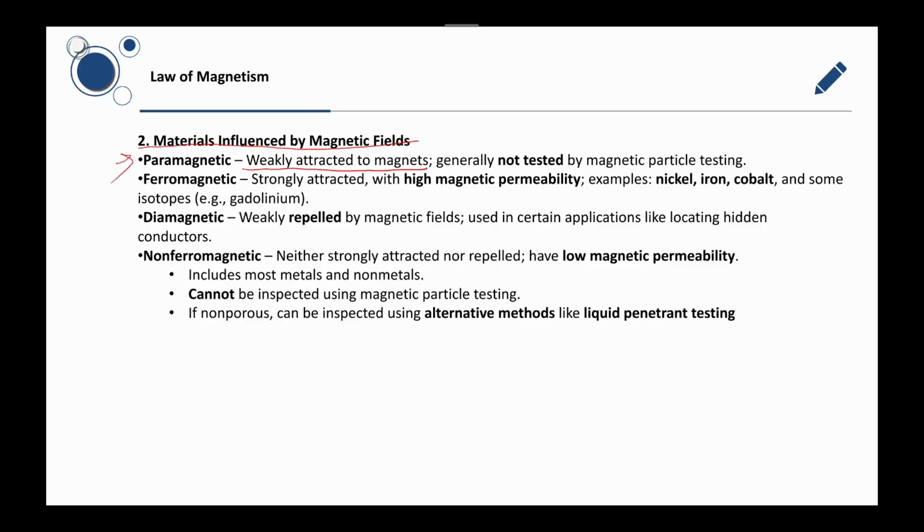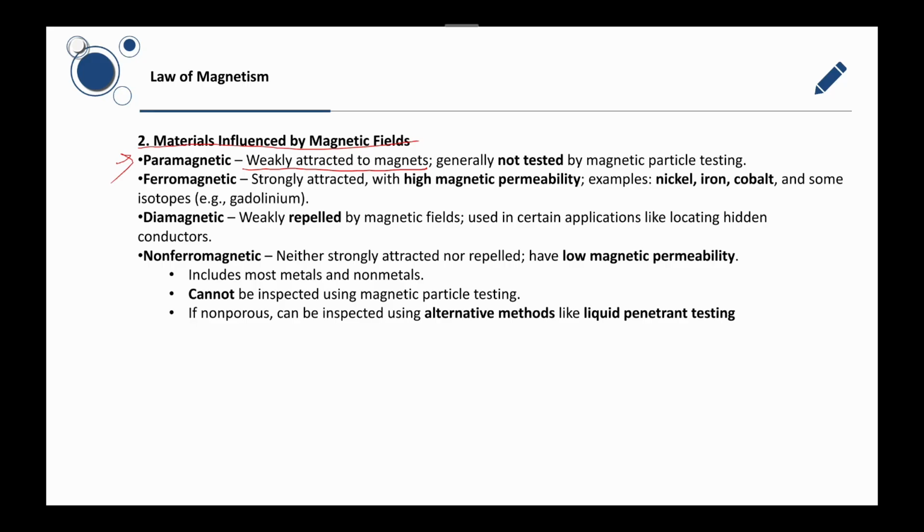Okay, what is permeability? Permeability is a measurement of how easily a material can allow magnetic lines of force to pass through it. This is the permeability. A material with high permeability lets magnetic fields pass through it easily. It becomes strongly magnetized. A material with low permeability resists magnetic field penetration and doesn't get strongly magnetized.